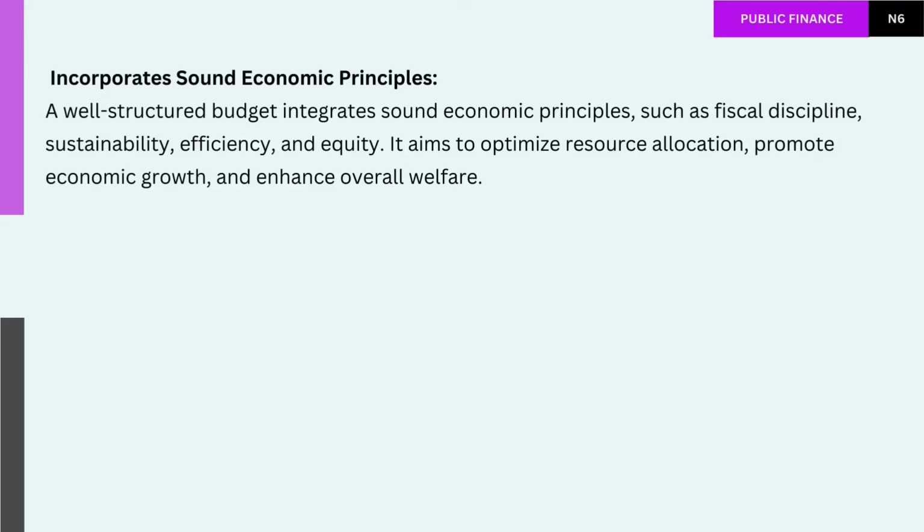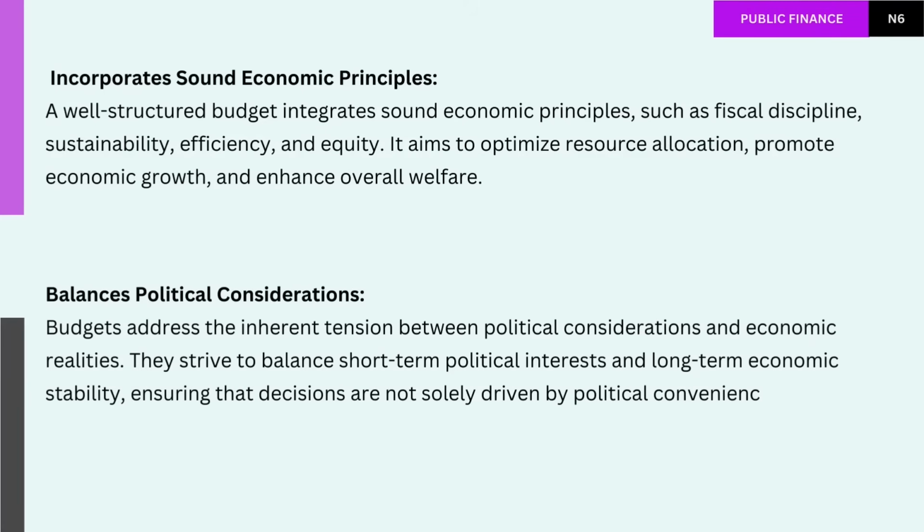A well-structured budget integrates sound economic principles, such as fiscal discipline, sustainability, efficiency, and equity. It aims to optimize resource allocation, promote economic growth, and enhance overall welfare. 4. Balances political considerations. Budgets address the inherent tension between political considerations and economic realities.